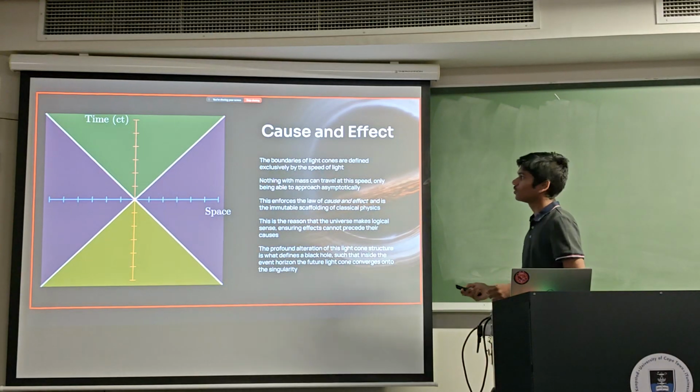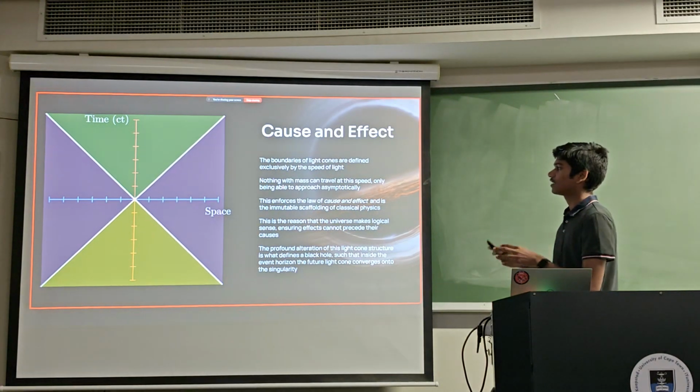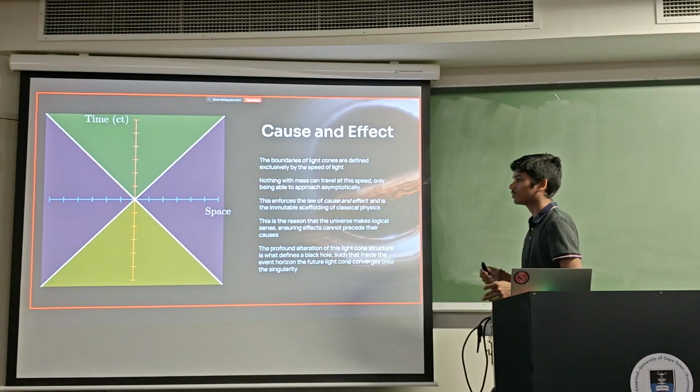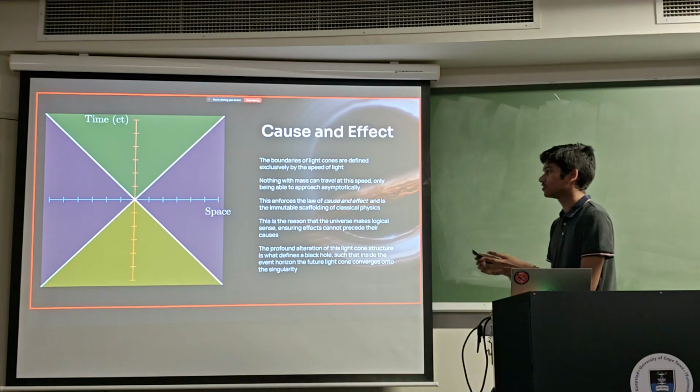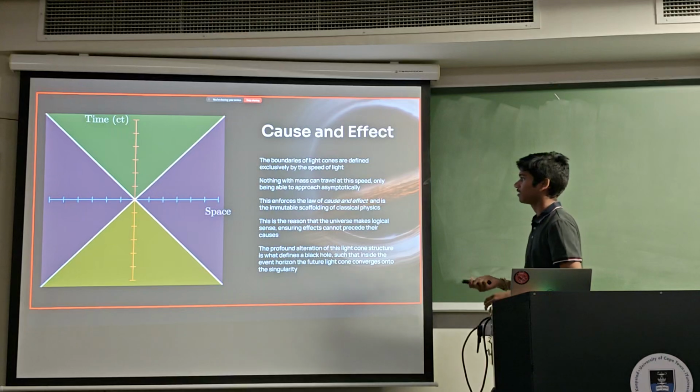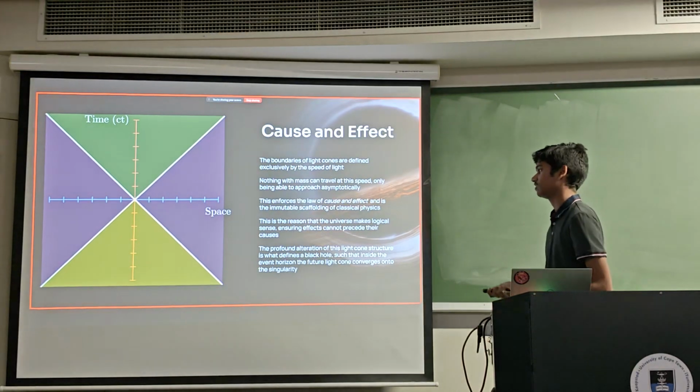When we talk about black holes, we're going to see how these light cones are manipulated and messed around with, and that gives us some really interesting mathematical features and effects that we haven't found observational evidence for yet.